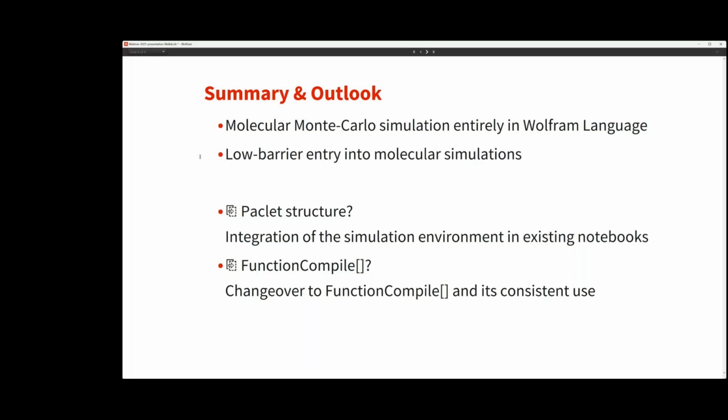And as an outlook, we think of transferring the simulation to a package structure with support from Wolfram. And a further step could also be to change over to FunctionCompile and its consistent use. Of course, once it is clear how to get over the related loss of the Listable attribute and handling of non-tensor objects.